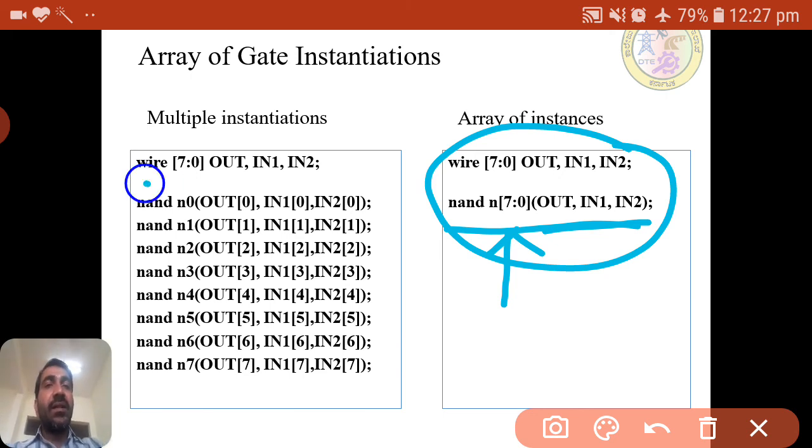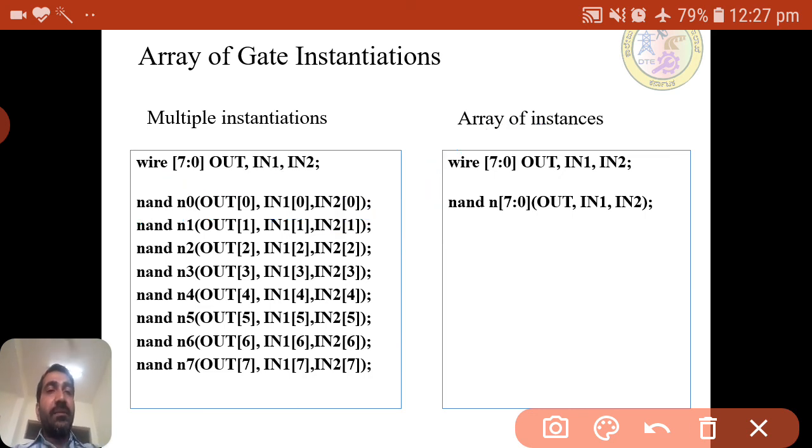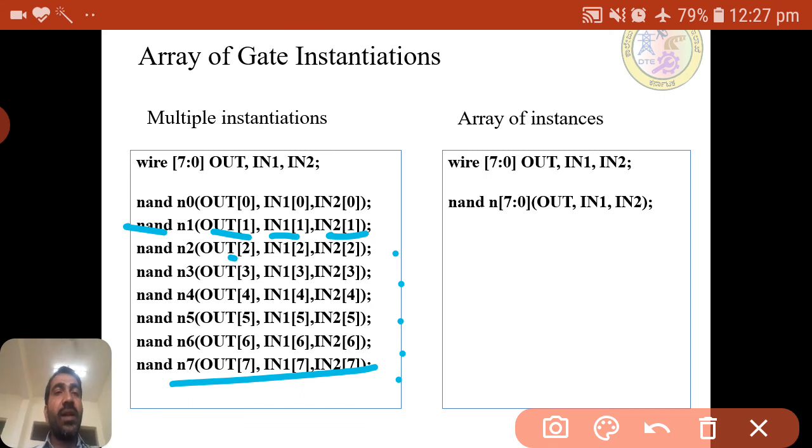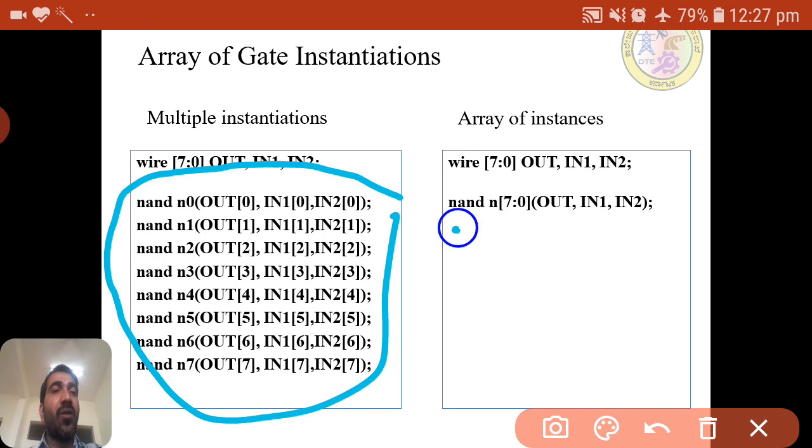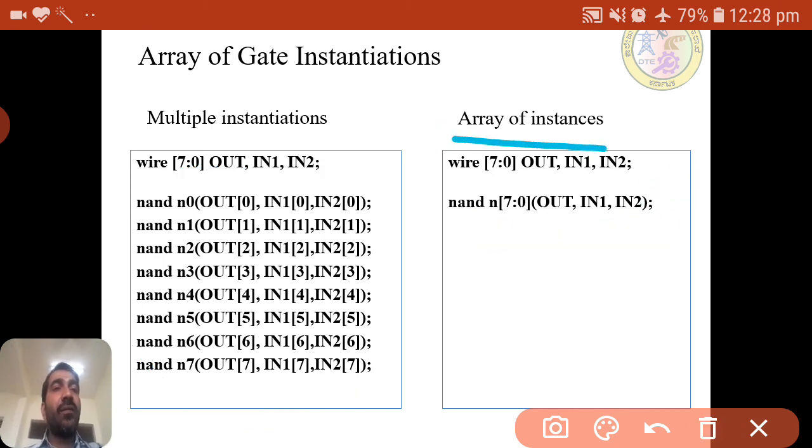The same thing we can write individually: NAND n0, out of 0, in1 of 0, in2 of 0, one gate. Similarly NAND with out of 1 as output, in1 of 1, in2 of 1, the second gate, then the third, the fourth, like this 8 instances. Either we can write the 8 instances like this, or we can write them in a single line. So this we call an array of instances.